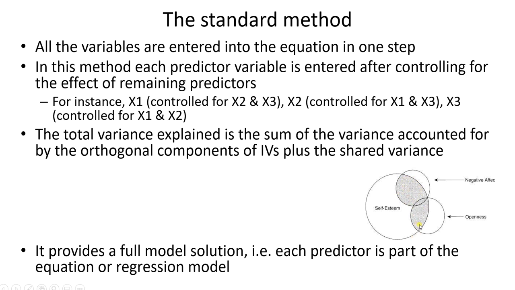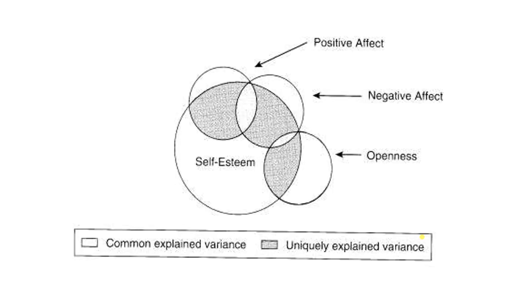But the total variance will be, suppose this is A, this one is B, and this one is C. Unique contribution of negative affect is A, openness is B, but the total variance explained by negative affect and openness is A plus B plus C. So it is always the sum of unique variance explained plus the shared variance.